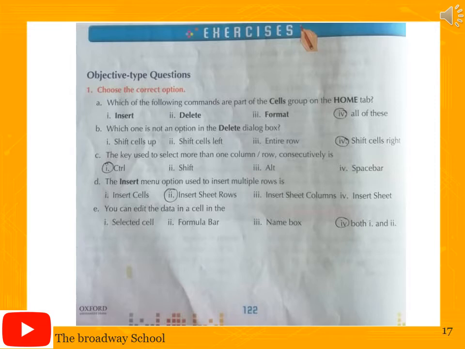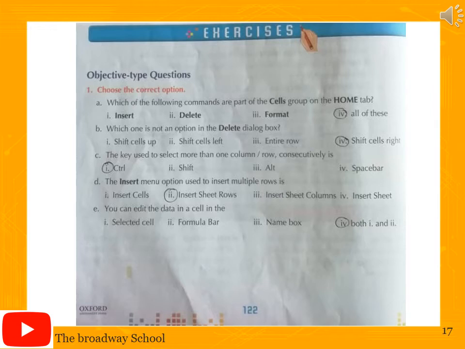The insert menu option used to insert multiple rows: insert cell, insert sheet rows, insert sheet columns, insert sheet. For multiple rows, obviously we have the insert sheet rows option. For multiple columns, it's different. Insert sheet columns is different. These all are options of the insert option, okay. For multiple rows, we will select insert sheet rows, and if it is given to insert columns, then we will select insert sheet columns.